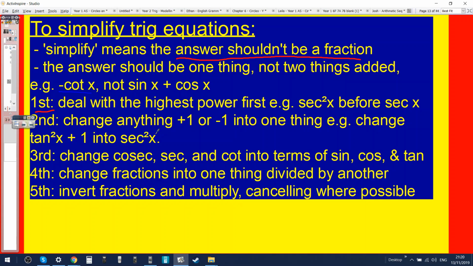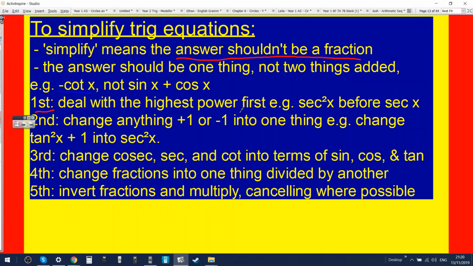That would be cry time. Well, if you follow these steps, hopefully that won't happen. So step one is you deal with the highest power first. So you deal with sec squared x before sec x. Secondly, anything that has plus 1 or minus 1, change it into one thing. So tan squared x plus 1, change that into sec squared x. So from two things to one thing.